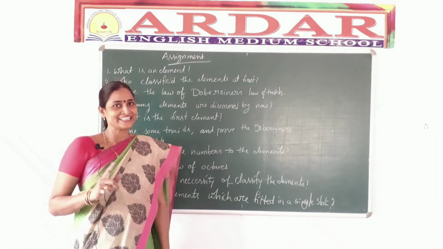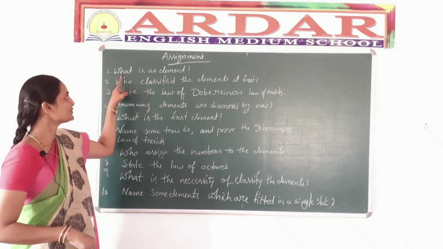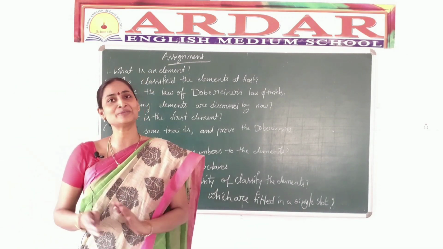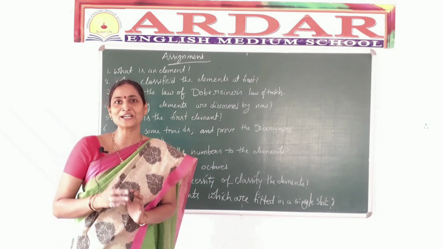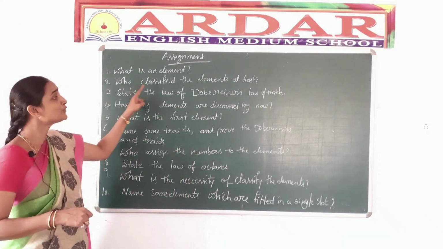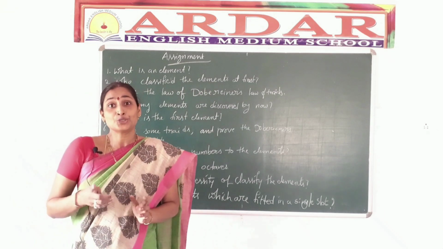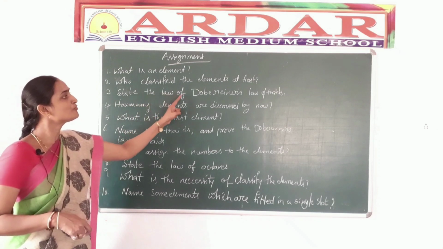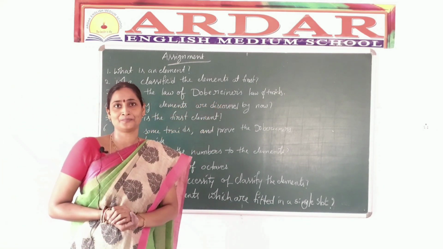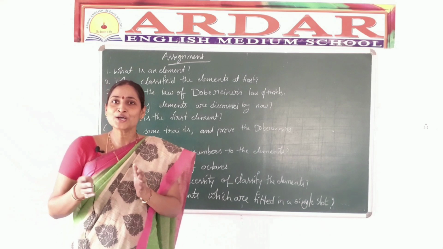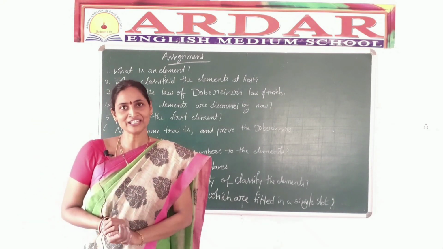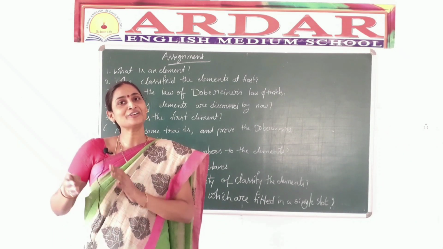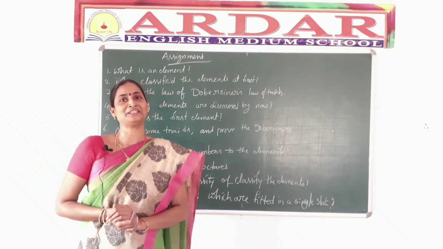Okay children, this is the assignment for you. First question, what is an element? An element is a substance that cannot be divided into further simple substances. Next question, who classified the elements at first? Dobereiner classified the elements at first. And state Dobereiner's law of triads. When the elements are arranged in ascending order of their atomic weight, the atomic weight of the middle element is equal to the average of the atomic weights of the first and third elements.